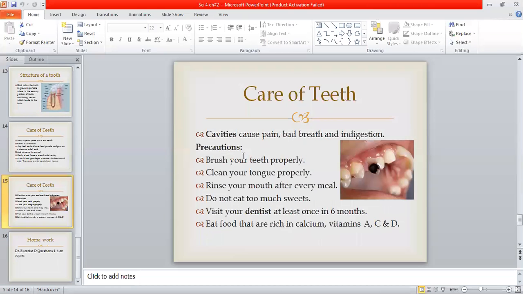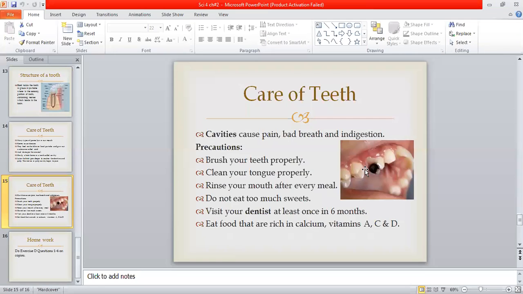Next is cavities. A cavity is a blackish hole, as in this picture. There's a hole in the tooth that is visible where my cursor is. This is known as a cavity, and cavities cause pain, bad breath, and indigestion. If you are having pain in your tooth, you can't chew the food properly, and when you don't chew properly, you swallow the food particles into your stomach.